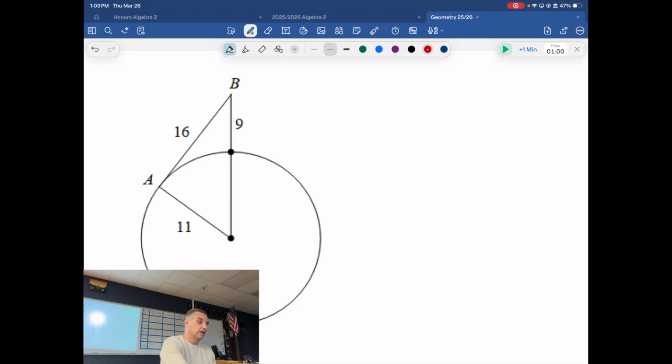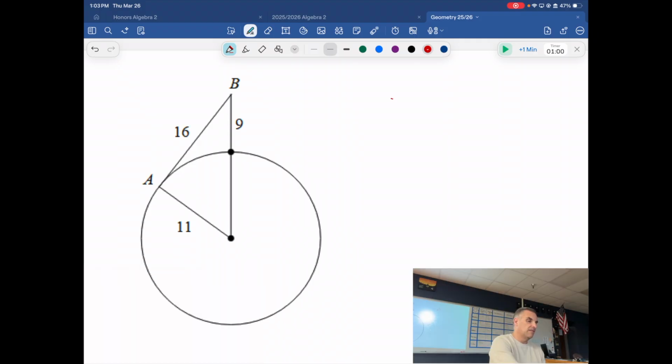Do we know what A squared is? What's my A value? 11. So we can go 11 squared. Do we know the B value? 16. So 16 squared. Do we have the whole hypotenuse? Not as it sits right now. Okay, how did you get 20? This has to be 11 because it's a radius, right? So 11 plus 9 is 20. So then that's going to be 20 squared.